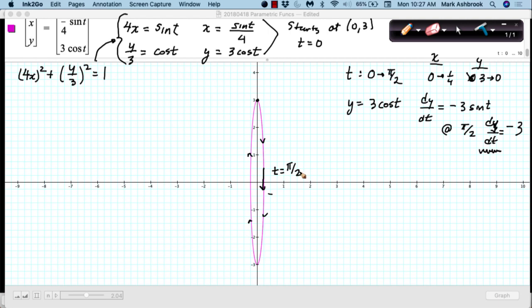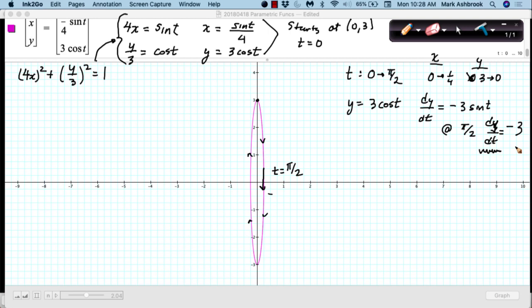At t equals pi over 2, y is decreasing, right? If we're going clockwise, y is decreasing. Well, look, the derivative of y with respect to t is negative. See that? For a change in t, your change in y is a negative change in y, right?